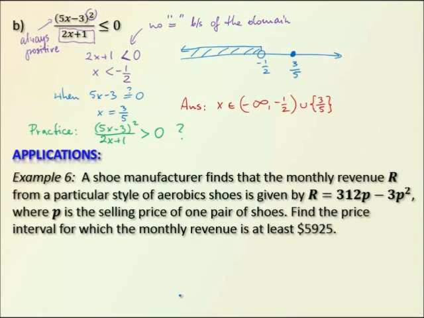And the last example is showing some application of inequalities. A shoe manufacturer finds that the monthly revenue R from a particular style of aerobic shoes is given by this formula, where P is the selling price of one pair of shoes. Find the price interval for which the monthly revenue is at least $5,925. So the monthly revenue is given by this expression.